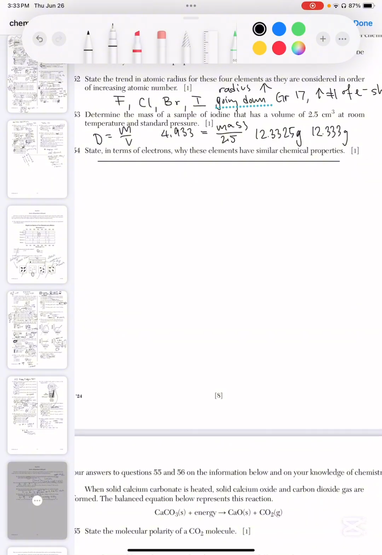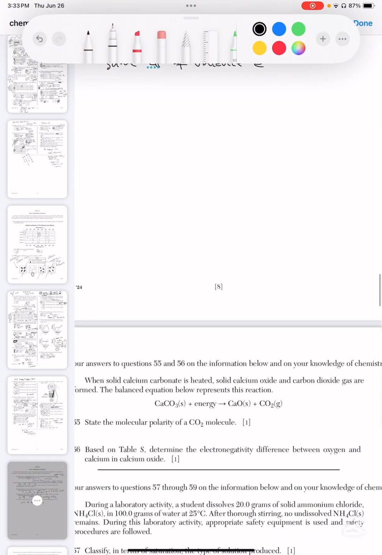State, in terms of electrons, why these elements have similar chemical properties. They have the same number of valence electrons. Since they're all in the same group, that automatically means that they have the same number of valence electrons. So when they have the same number of outermost electrons, their reactivity is pretty similar, which gives them similar chemical properties.